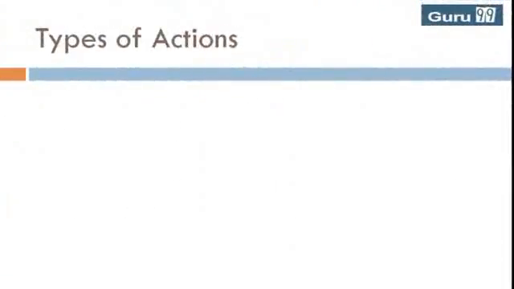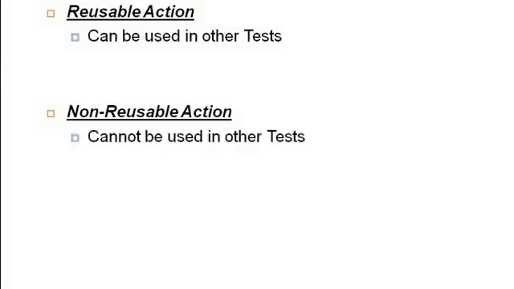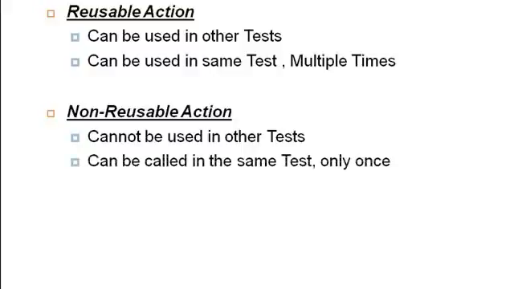Types of actions. There are 2 types of action: reusable action, non-reusable action. Reusable action can be used on other tests. Non-reusable action cannot be used in other tests. Reusable action can be used in the same test multiple times. Non-reusable action can be called in the same script only once.